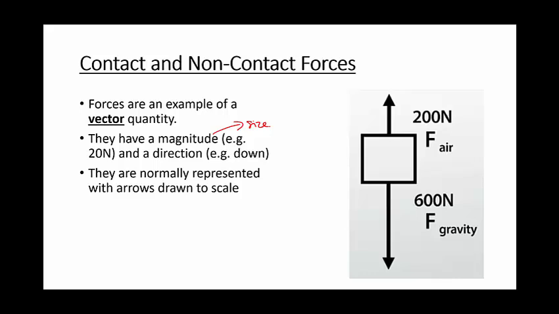They are represented with arrows drawn to scale. So in this diagram, we've got 600 newtons downwards and 200 newtons upwards. So the downwards arrow is shown with 3 times longer length than the 200 newtons arrow.